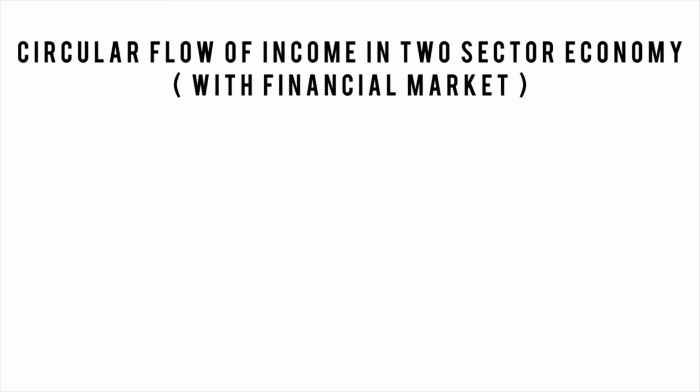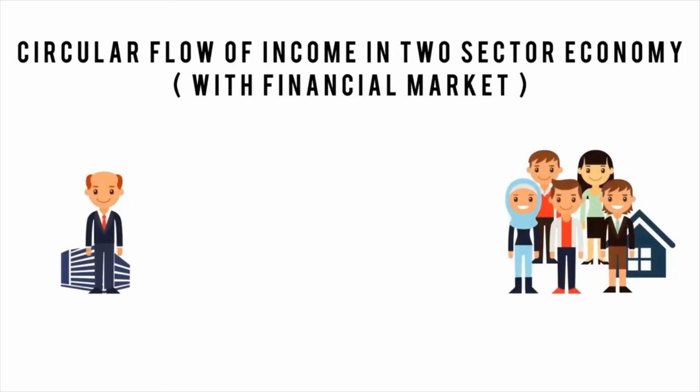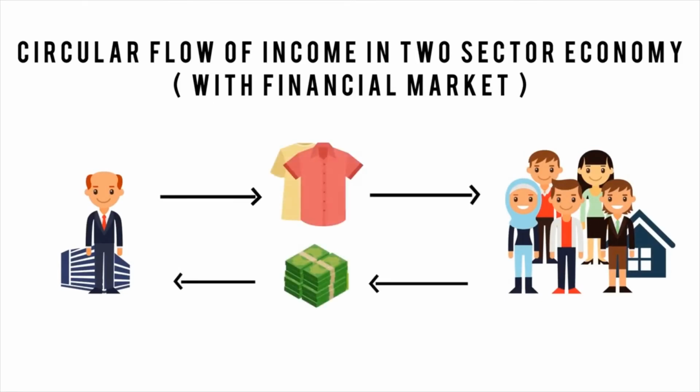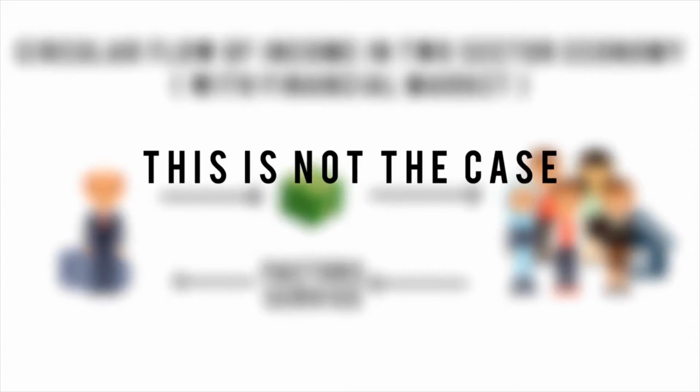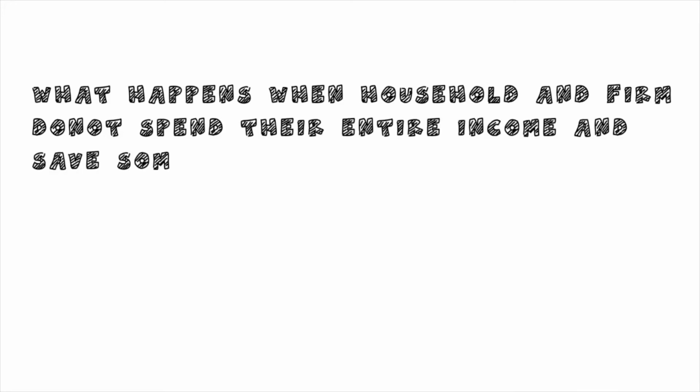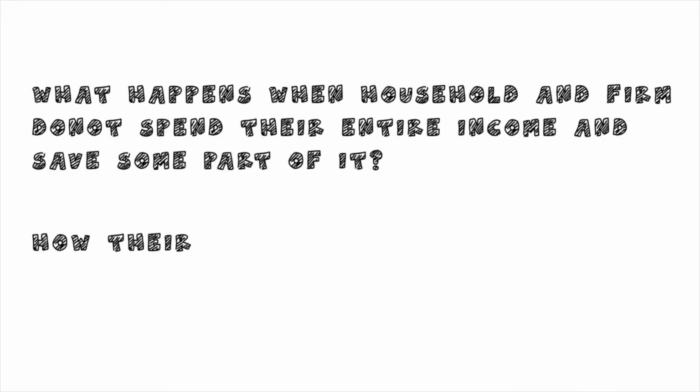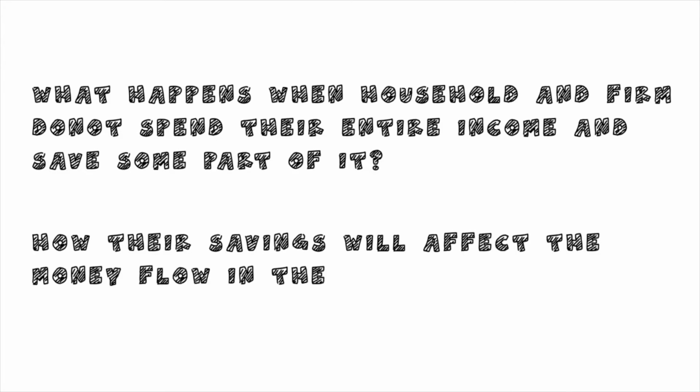Circular flow of income in a two-sector economy with financial market. In the previous variant of circular flow of income, we assumed that the household spent the entire part of their income on goods and services, and that the firm pays for the factor services with the entire income earned. In reality, this is not the case. In this variant we'll see what happens when household and firm do not spend their entire income and save some part of it, and how their saving will affect the money flow in the economy.